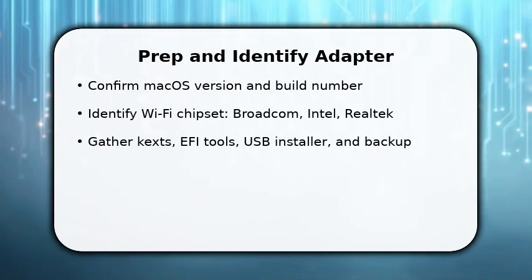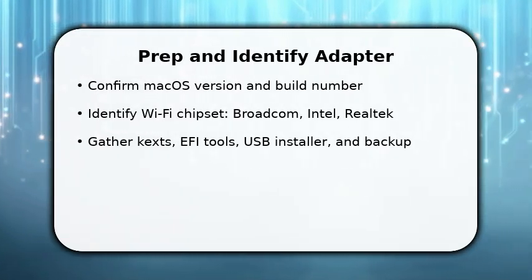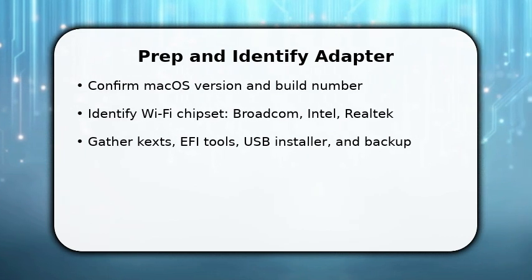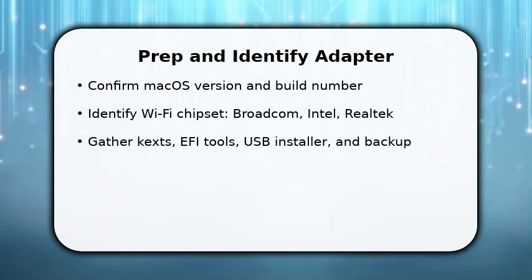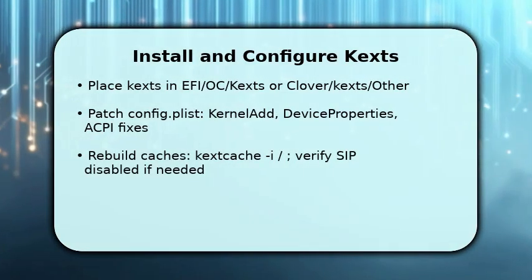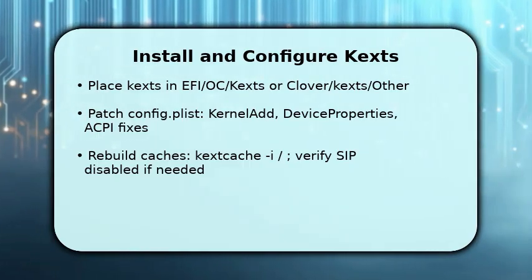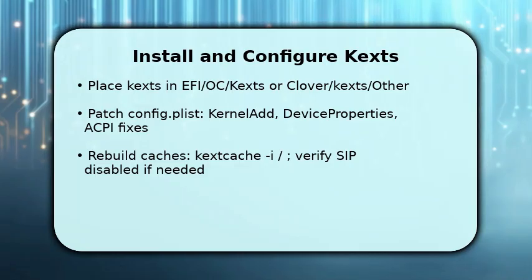Once done, prepare a USB installer with proper EFI and copy the KEXTs plus Clover or OpenCore tools. Make a backup of EFI so you can revert if something breaks. You now install the driver KEXTs into the EFI or S/L/E path depending on your bootloader. This is how macOS loads the hardware support at boot.